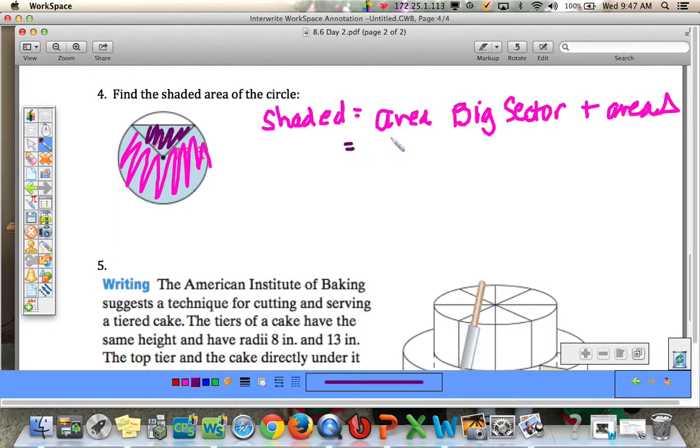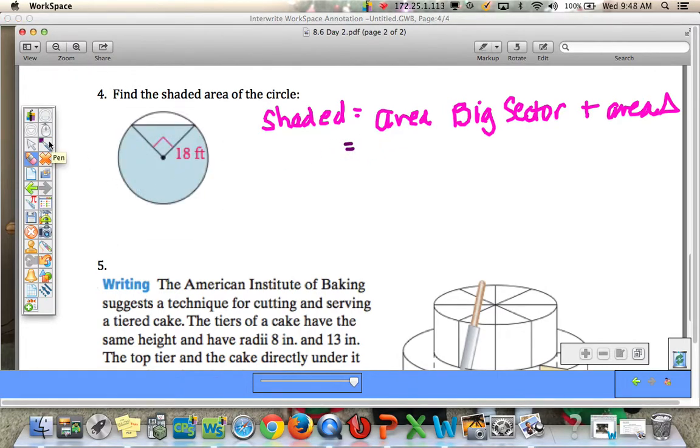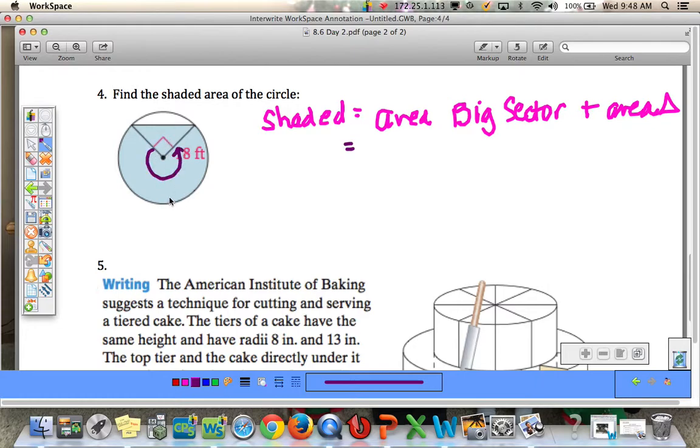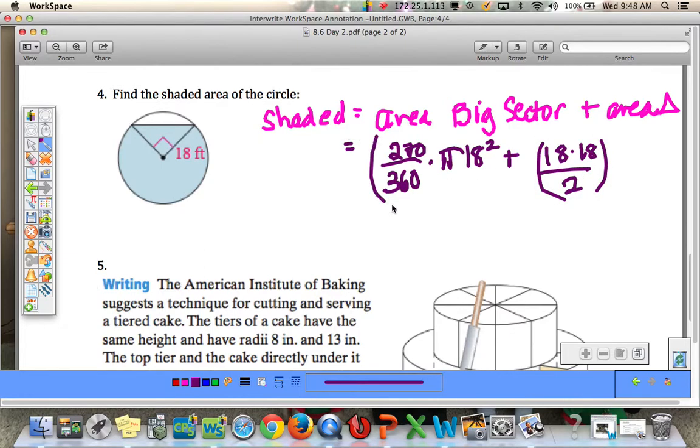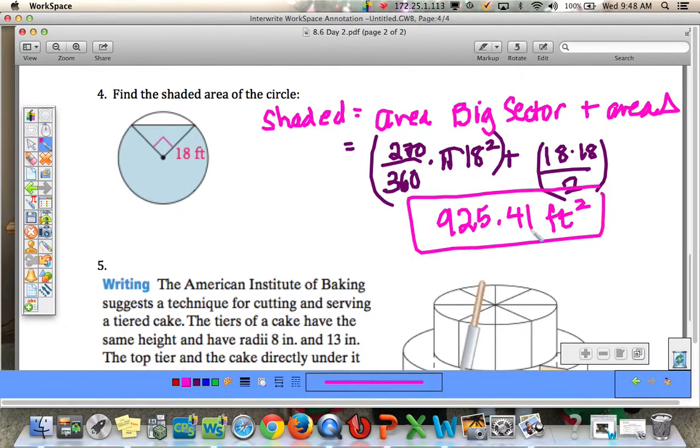So we plug in. The area of the big sector is, if this is 90, we could figure this out. 360 minus 90 will give us 270. So we have 270 out of 360 degrees times pi times 18 squared, because 18 was the radius, plus the area of the triangle, which is base times height, 18 times 18, divided by 2. So let's do these two parts separately, and when you type them in the calculator, if you did it correctly, you'll get 925.41, and this was in feet, and it's area, so feet squared.